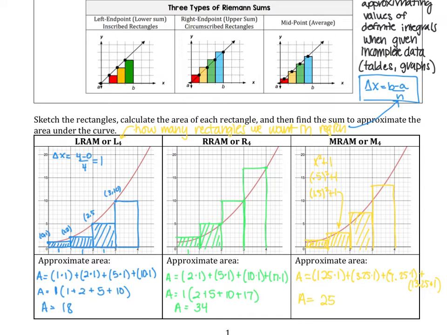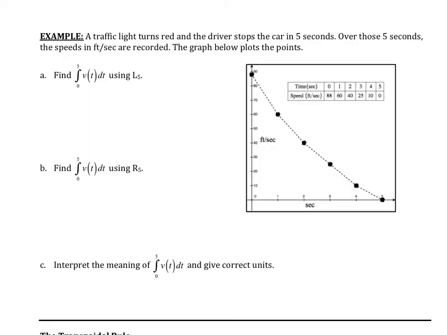Okay, so let's look at an example where this is the only way we're going to be able to do this. Remember, I said that Riemann sums work best for approximating values of definite integrals when we're given incomplete data, either an incomplete graph or an incomplete table. We really don't know what the function is. Maybe it's not a function that we could find really easily. Here would be a perfect example.